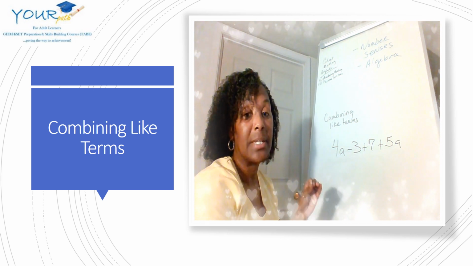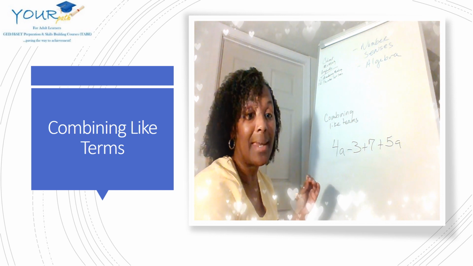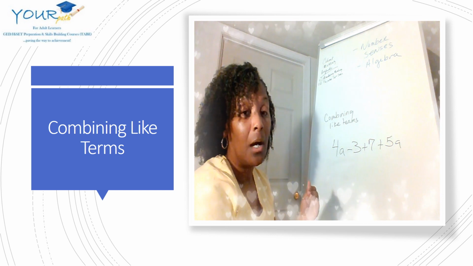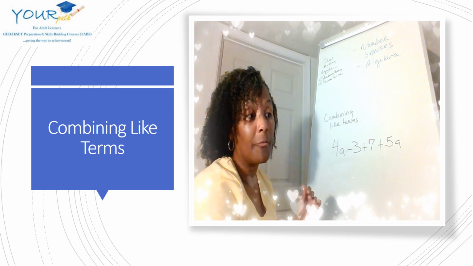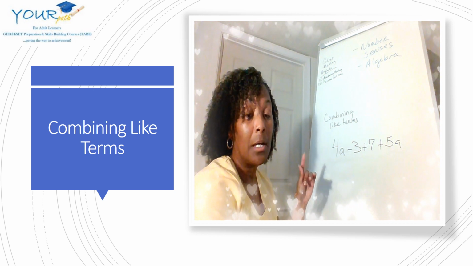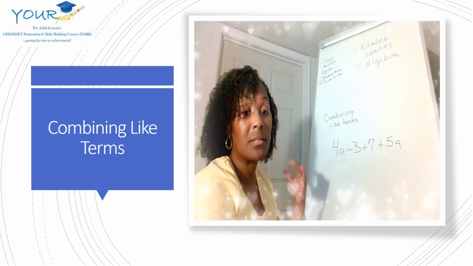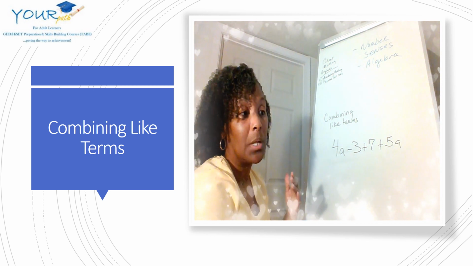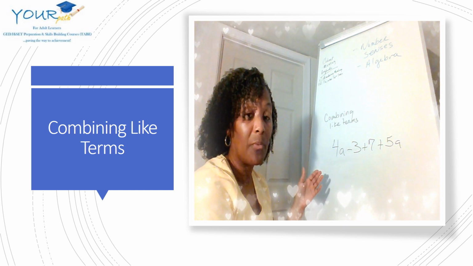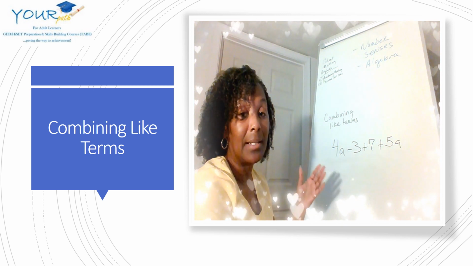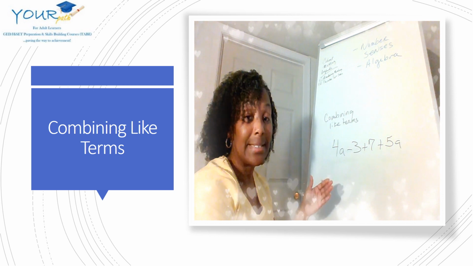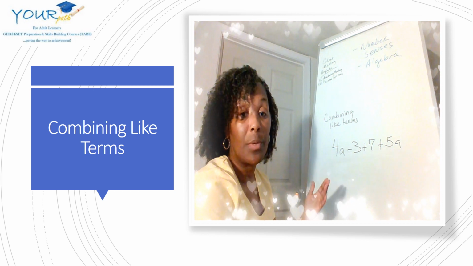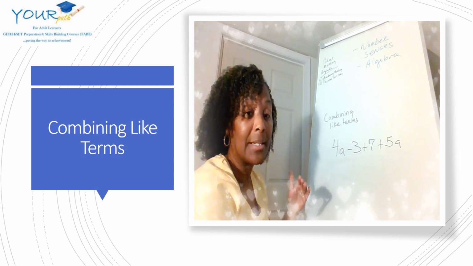Oftentimes on your test you'll see a test item that asks you to simplify the following expression. Oftentimes you are required to use both methods, both combining like terms as well as the distributive method, to solve the expression. So I'm going to perform both operations so that you can see exactly how you should perform the steps when you are combining like terms or using the distributive method to simplify an expression.